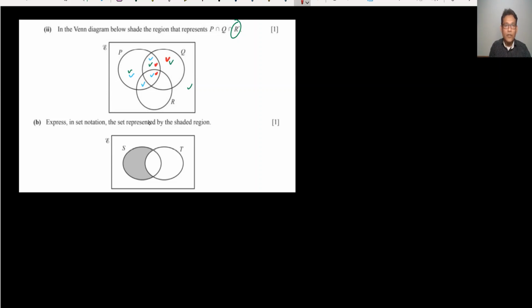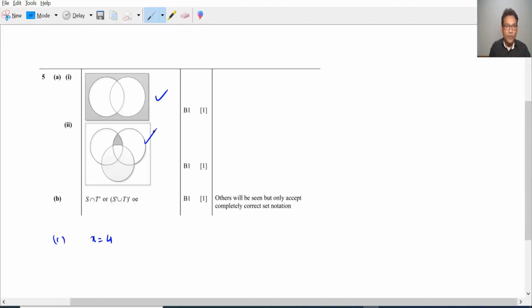This, this, and this. Now, in all three colors, what is the common one? Here we have two, here we have one, here we have one, one, two. So this is the right answer. This should be the shaded part, and we have done it absolutely right.